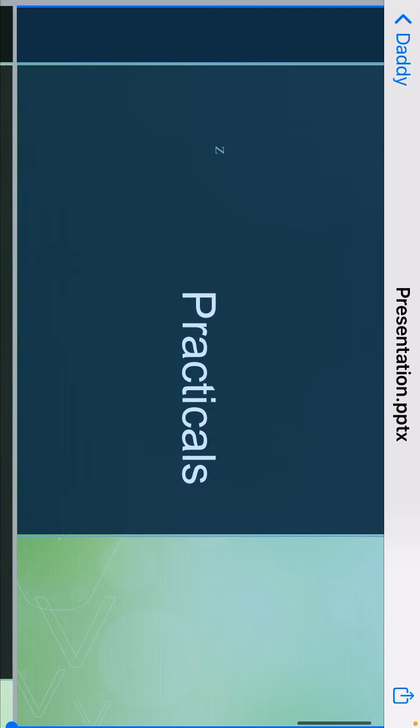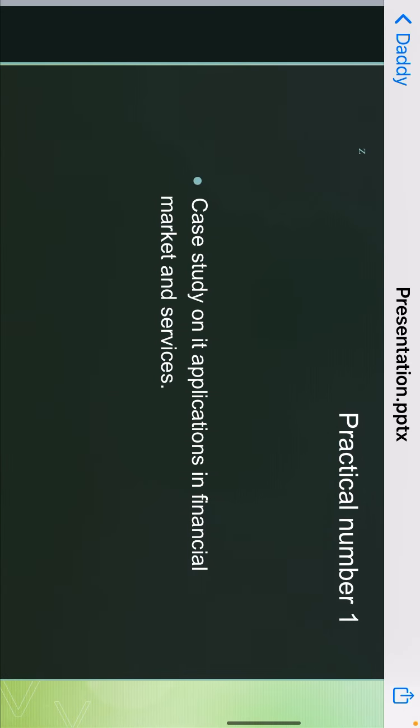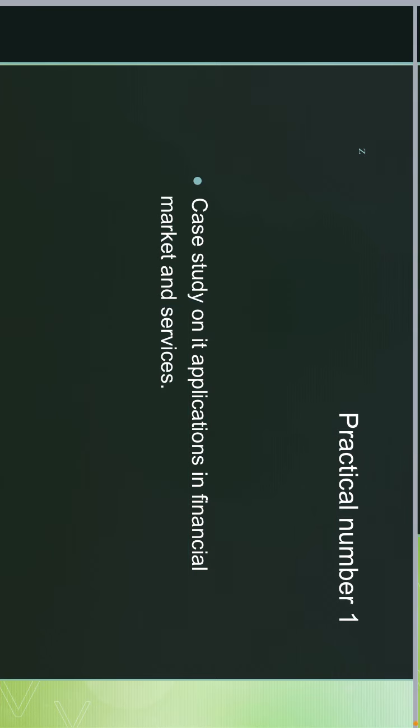The first unit is components of IT, and it also has the IT applications. So as per that, you will have practical number 1, which will be based on the same topic. The topic for your first practical is a case study on IT applications in financial markets and services and in various other fields.